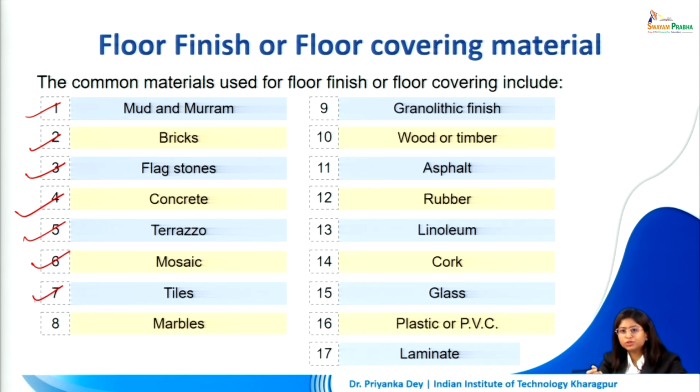Tiles are a very popular choice these days. Marble or other stone, granolithic finish, definitely wooden timber. We were just talking about how we can use wooden floor finish. Asphalt, rubber, linoleum, cork are other popular choices. Definitely we can use glass in some commercial and other properties. Plastic, PVC or laminate finishes are also a popular choice in certain contexts. We will see how these various types are made and where they can find applicability.